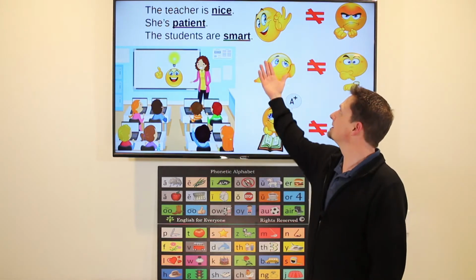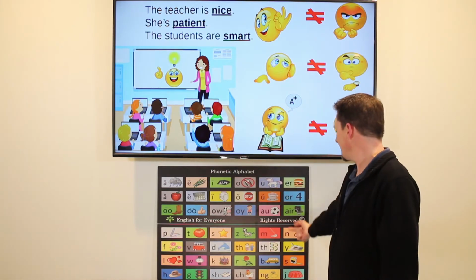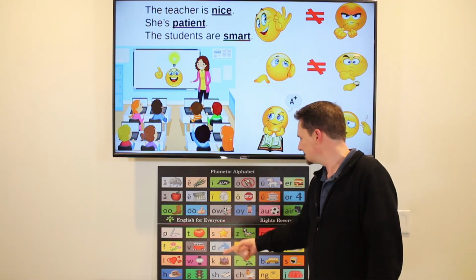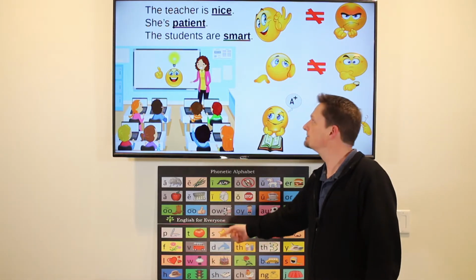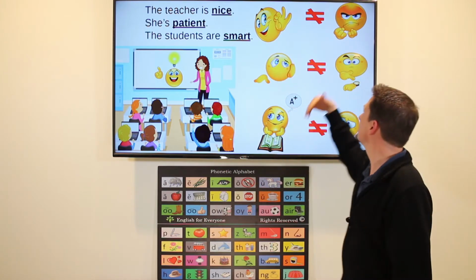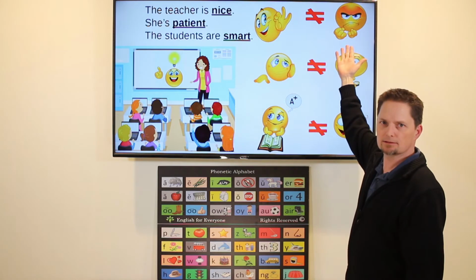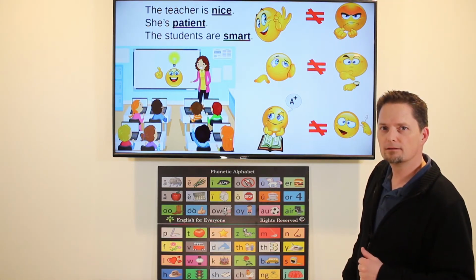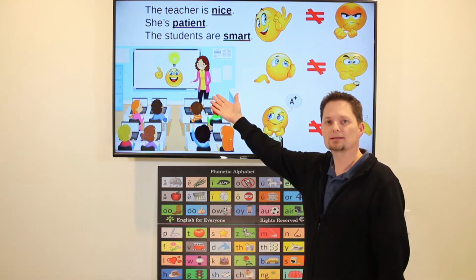Vocabulary. Nice. He is nice. Good. He is not nice. Nice. Repeat. Very good. The teacher is nice.